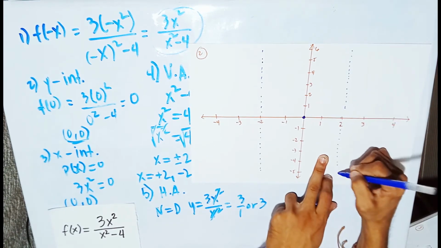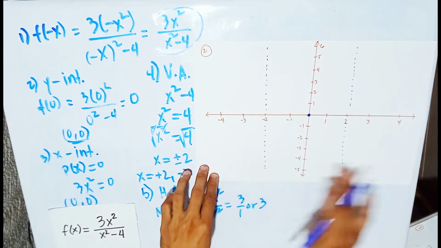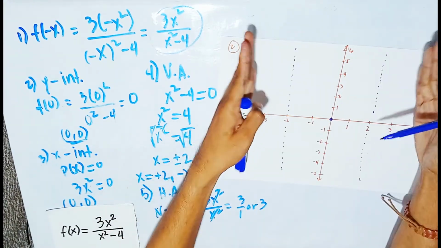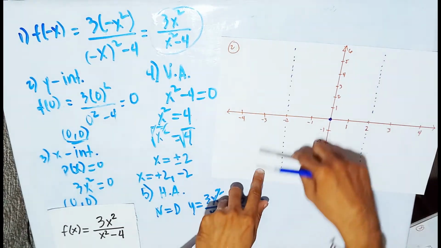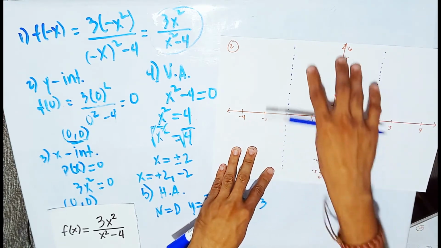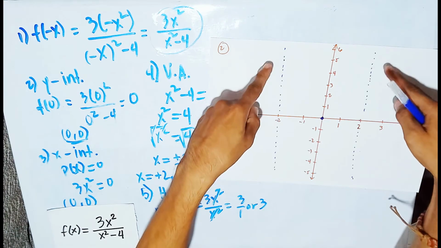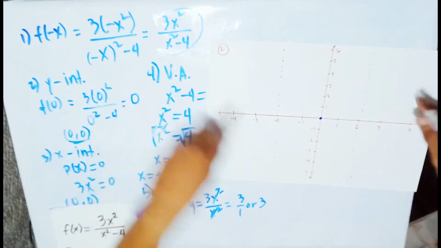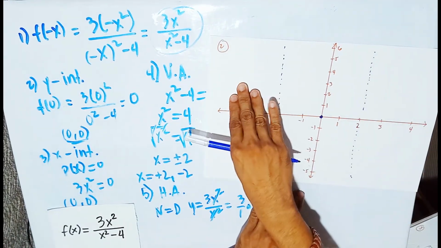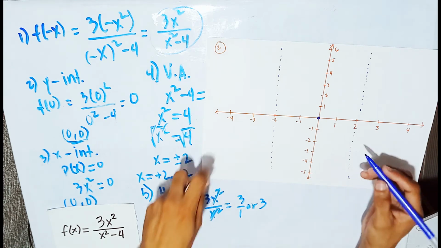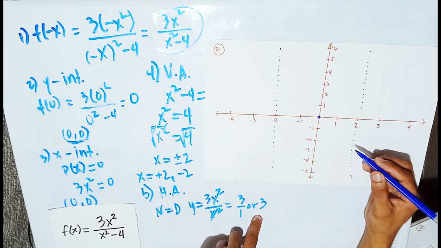Tingnan nyo mabuti, meron tayong 3 regions here. So meaning to say, magkakaroon tayo ng a mirror to this side, and hindi natin alam kung ano yung magiging graph dito. Dito alam na natin na prediction natin kanina magkakaroon tayo ng reflection dito, reflection nito at reflection nito dito sa magkabilaan. So the next thing that we need to do is to graph the horizontal asymptote. So we have horizontal asymptote of positive 3.